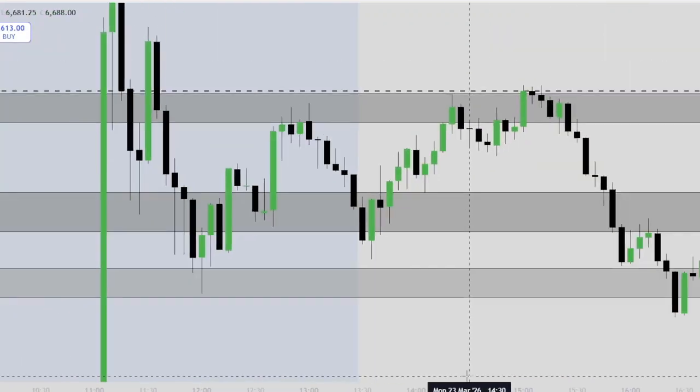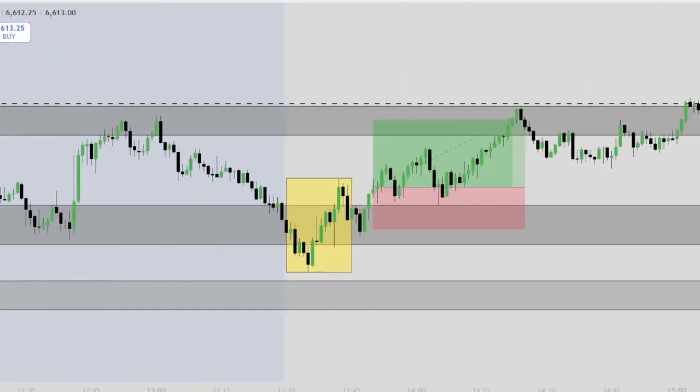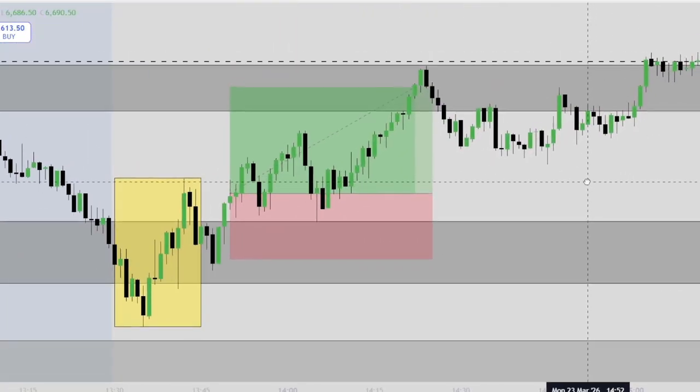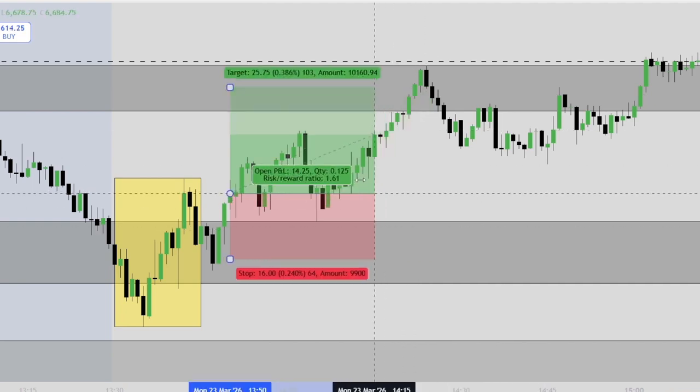I don't trade the opening range breakout by itself. I see a lot of traders make this mistake where they think that the ORB is going to work by itself. No, that's not how the ORB actually works. This was the setup.